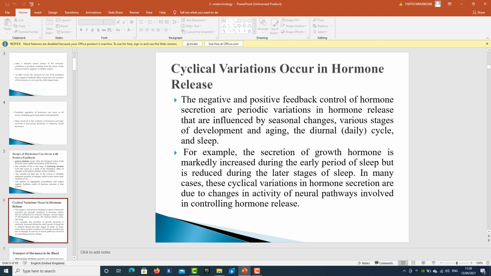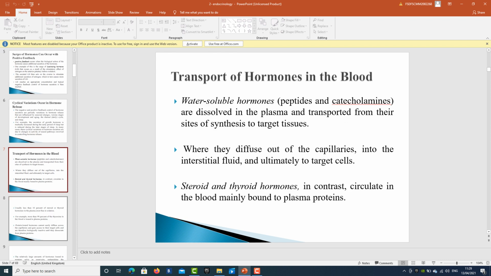In many cases, these cyclical variations in the hormone secretion are due to the changes in activity of neural pathways which are involved in controlling the hormone release. Now, when these hormones are being released in the blood, there should be some transport method of the hormones in the blood. Some of them, as you all know, are water soluble. Some of them are steroid and thyroid hormones, which are not water soluble.